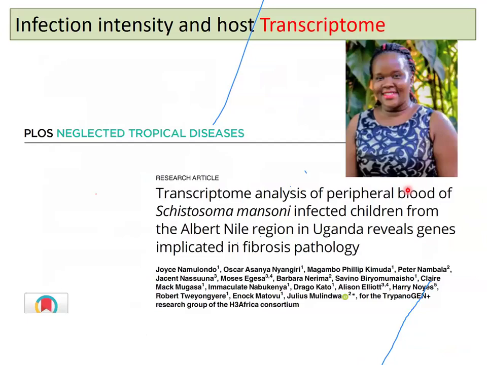So more of this work I've just presented to you, a little of it, can be found in the paper published by Joyce Namulondo. She was one of our PhD students. She graduated recently, and her title was Transcriptome Analysis of Peripheral Blood of Schistosoma mansoni Infected Children from the Albert Nile region in Uganda Reveals Genes Implicated in Fibrosis Pathology. So more of this work can be obtained from this publication by Joyce.